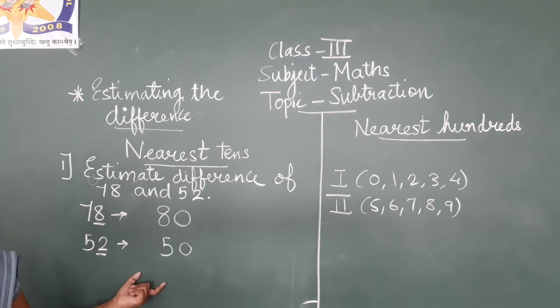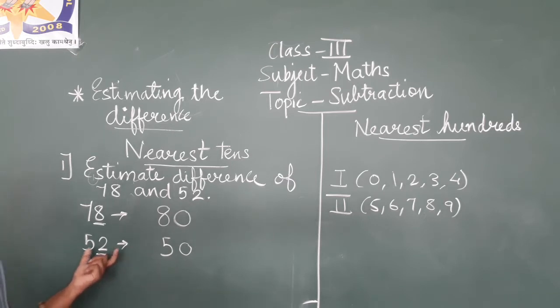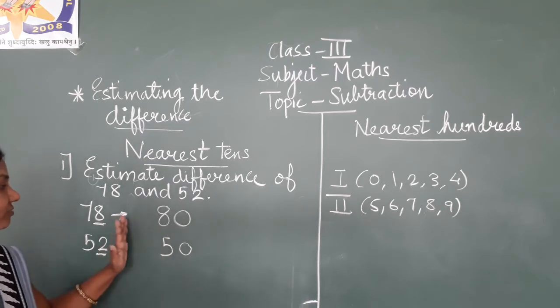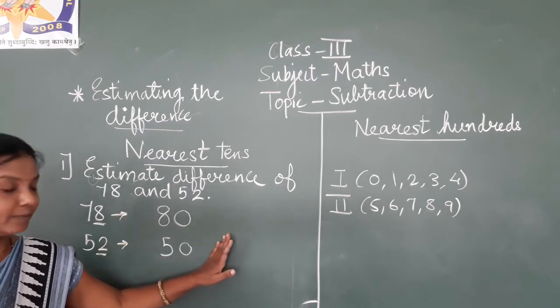The remaining number as it is. So in this way we got the answer as 50. The rounded off value of 52 is 50. This is the first step. That means we have rounded off the numbers.